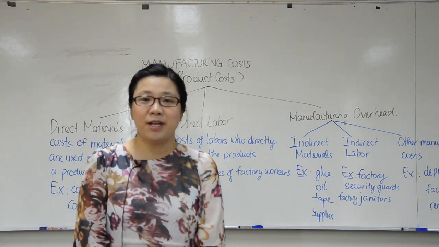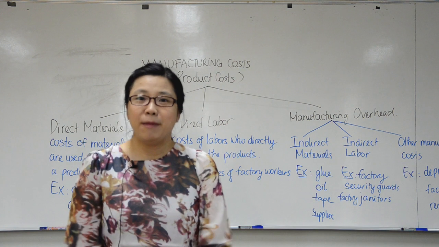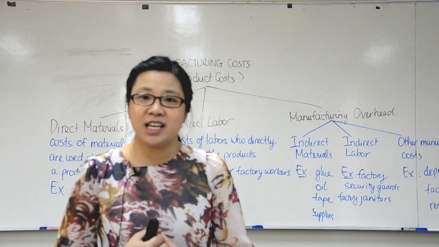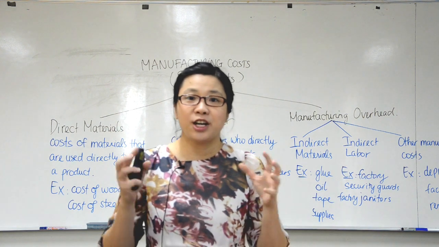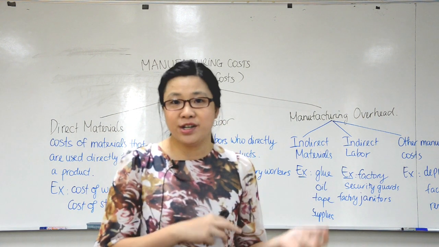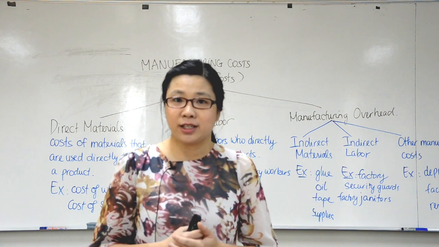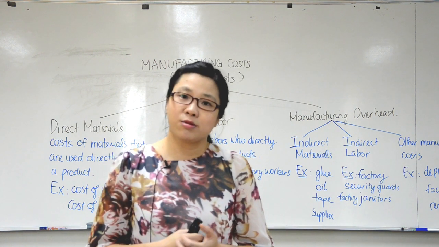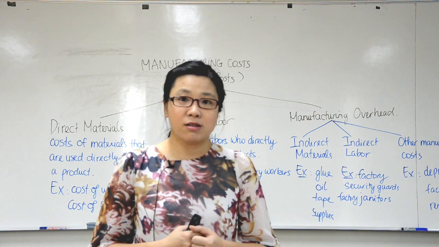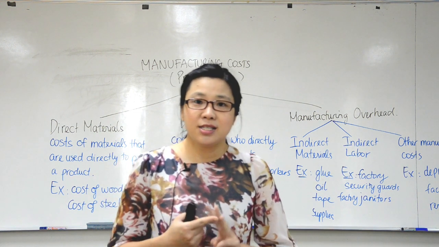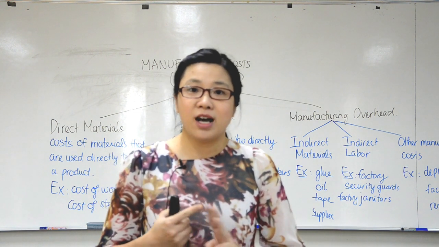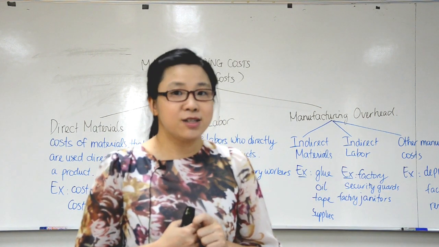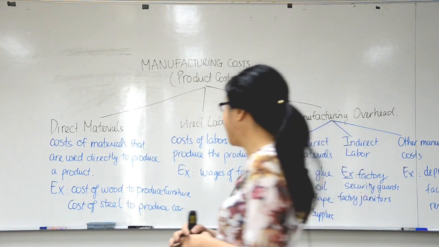Now let's look at manufacturing costs. Manufacturing costs consist of the cost of activity and processes that convert raw materials into finished product. Another name for manufacturing costs is product costs. There are three major costs under manufacturing costs. The first one, let's look at direct materials.